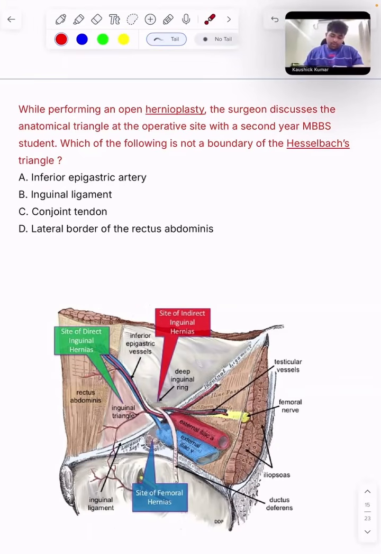While performing an open herniaplasty, the surgeon discusses the anatomical triangle at the operative site with the second year MBBS student. Which of the following is not a boundary of the Hasselbach's triangle? So the question here is direct, right? They're asking which does not form the boundary of the Hasselbach's triangle.